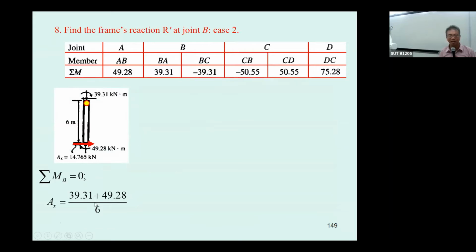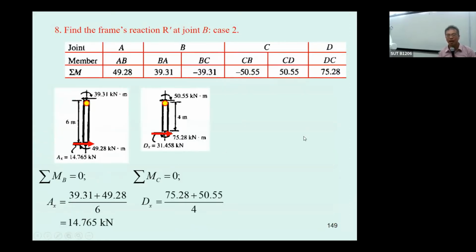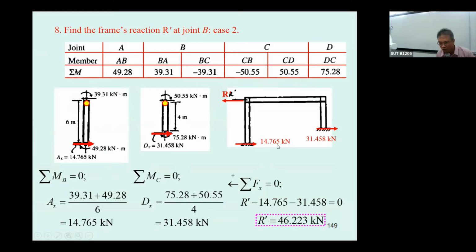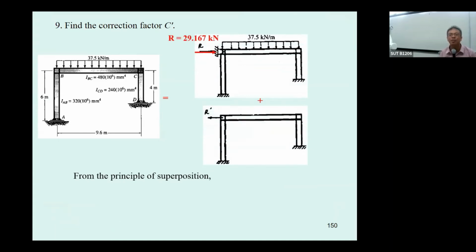Oh, sorry, it's not 7, it's 6. This is going to be 6. Okay, and then you do the same computation, and then for the summation of the force, the R prime is going to be 46.223. Now you can compute the correction factor based on the principle of superposition.